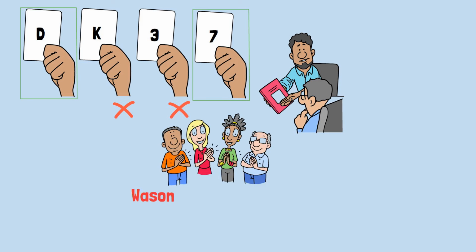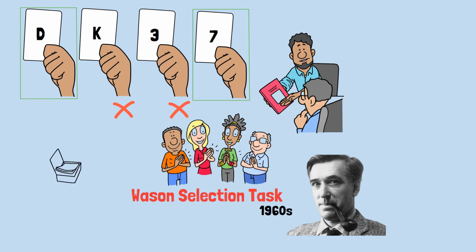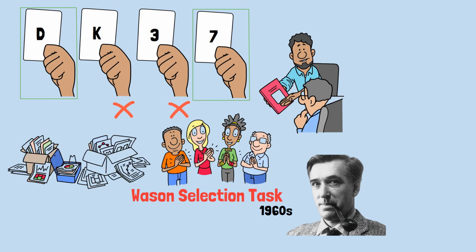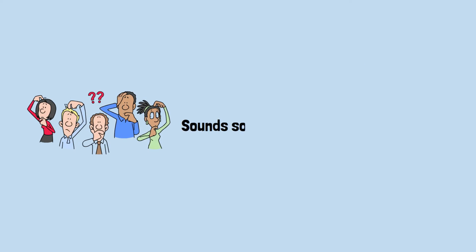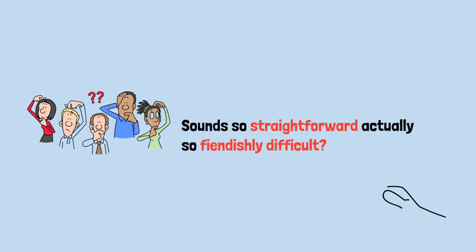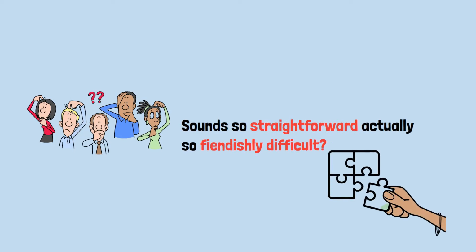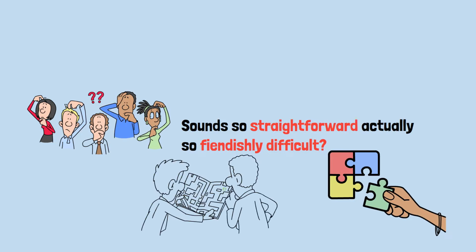This puzzle, known as the Wason selection task, was developed in the 1960s by psychologist Peter Wason. It's been replicated thousands of times across decades of research, and the success rate has remained stubbornly around 10%. But why is something that sounds so straightforward actually so fiendishly difficult? Let's break down the logic, card by card, and see where our intuition leads us astray.